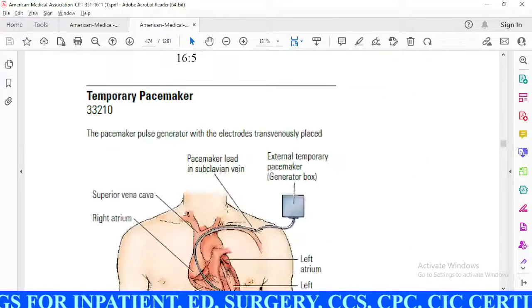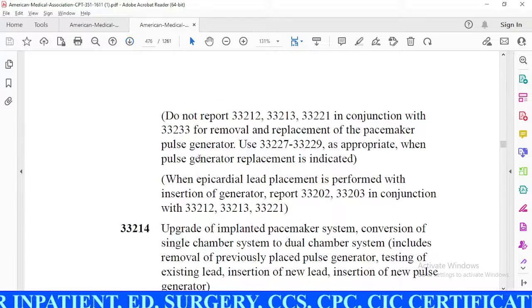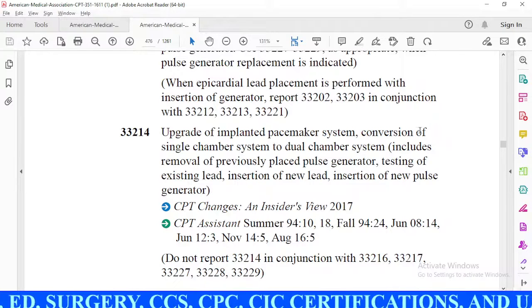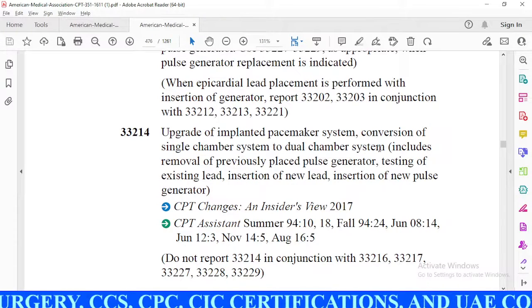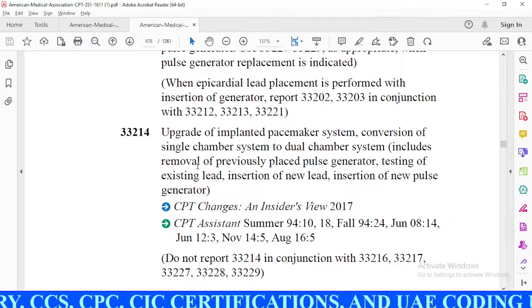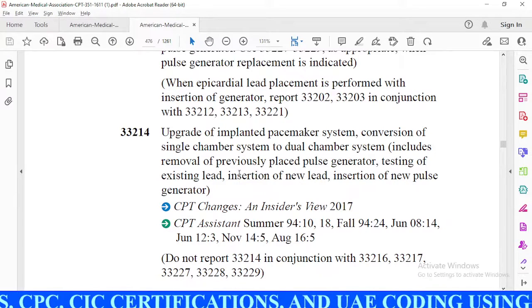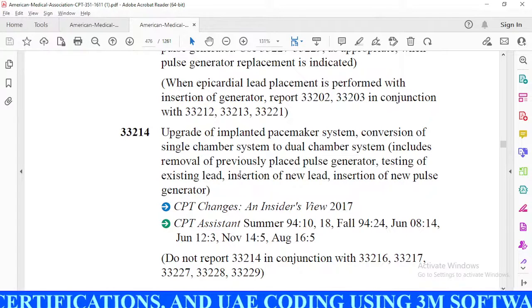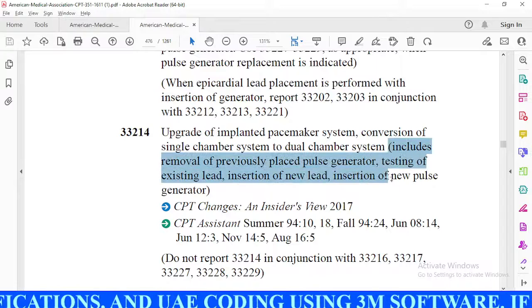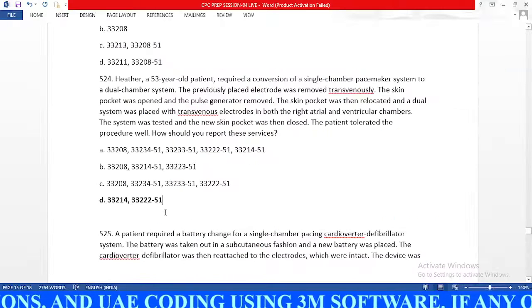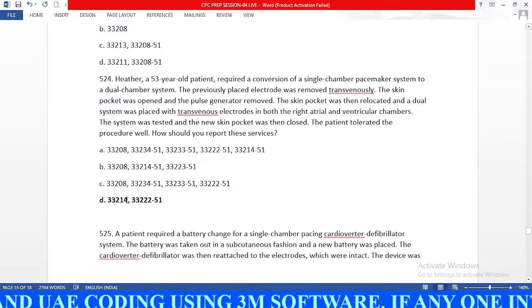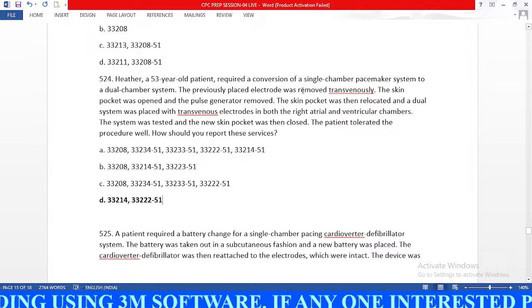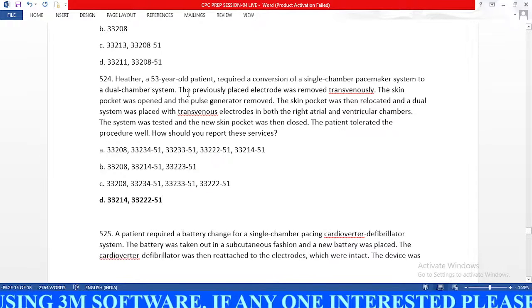So what is 33214? See here, upgrade of implanted pacemaker system, conversion of single chamber system to dual chamber system, includes removal of previously paced pulse generator, testing of existing lead, insertion of new lead, insertion of new pulse generator. So these all are included in 33214. So 33214's code description resembles our procedure performed. Here, conversion of single chamber to dual chamber system.